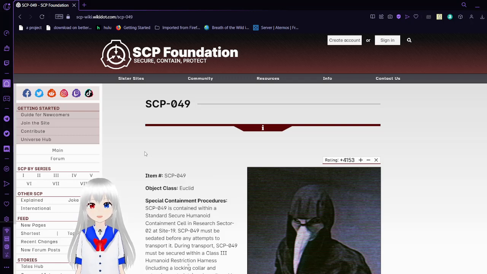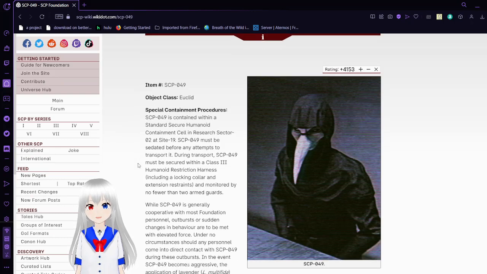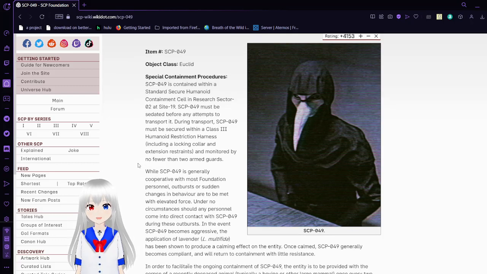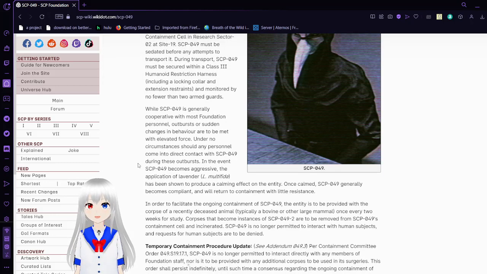Item number SCP-49, Object Class Euclid. Special Containment Procedures. SCP-49 is contained within a standard secure humanoid containment cell in Research Section Sector 02 at Site 19. SCP-49 must be sedated before any attempts to transport it. During transport, SCP-49 must be secured within a Class 3 humanoid restriction harness, including a locking collar and extension restraints, monitored by no fewer than two armed guards.